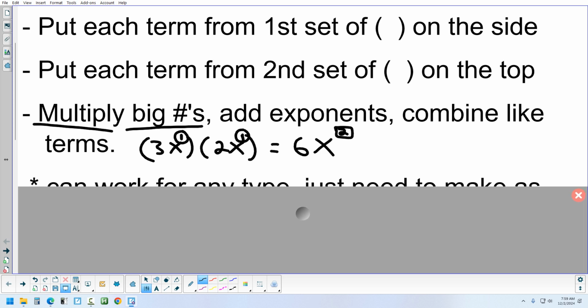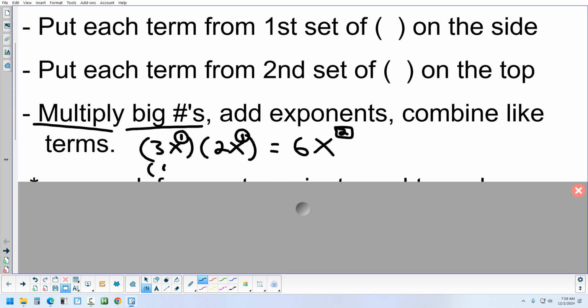Right, let's try another one. 4x times 3x squared.